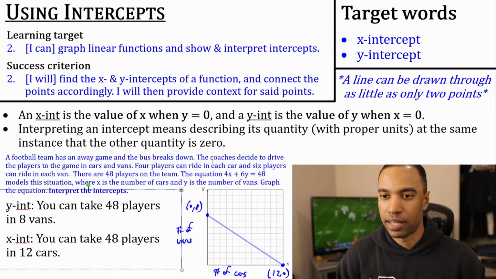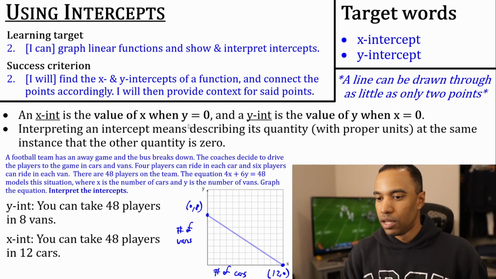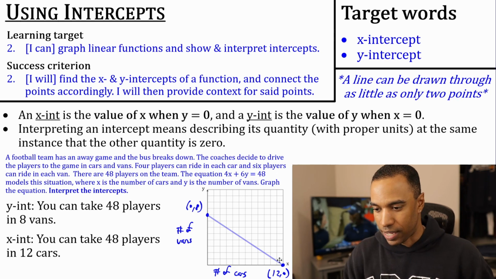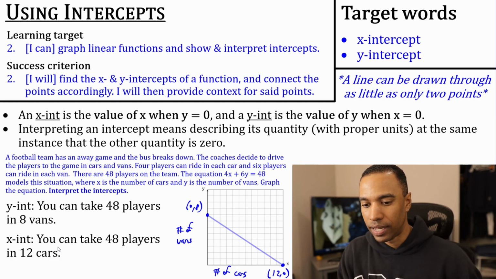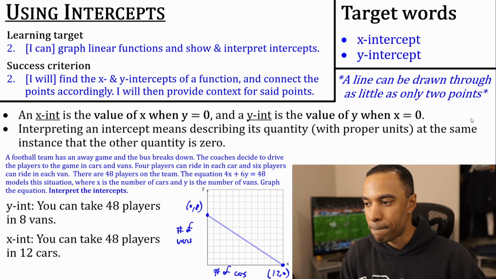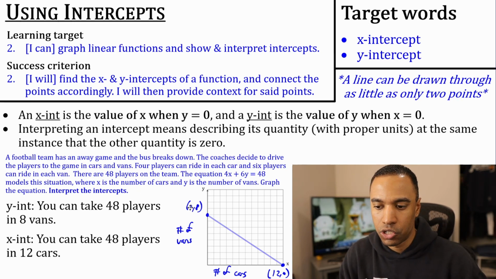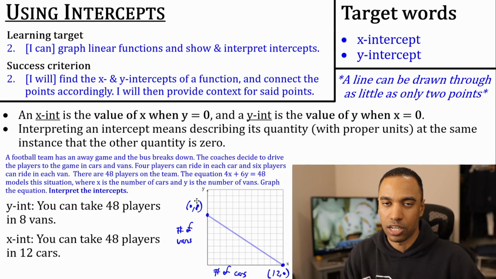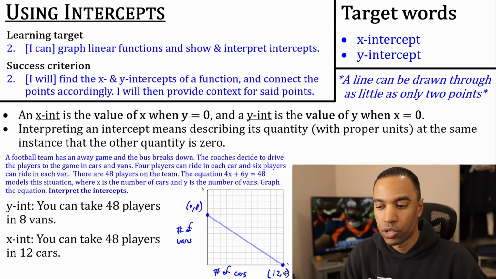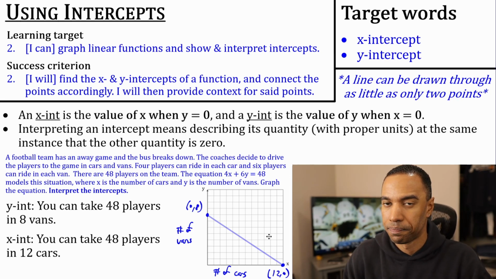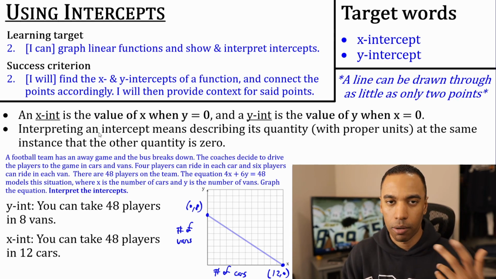That's what the intercepts mean, and that's what I meant when I said describing the quantity, the number with proper units, players, cars, things like that, at the same instance that the other quantity is 0. See, when there are 0 cars, that means there are 8 vans that need to be taken. When there are 0 vans, that means there are 12 cars that need to be taken. So that's what I mean by interpreting the intercepts.